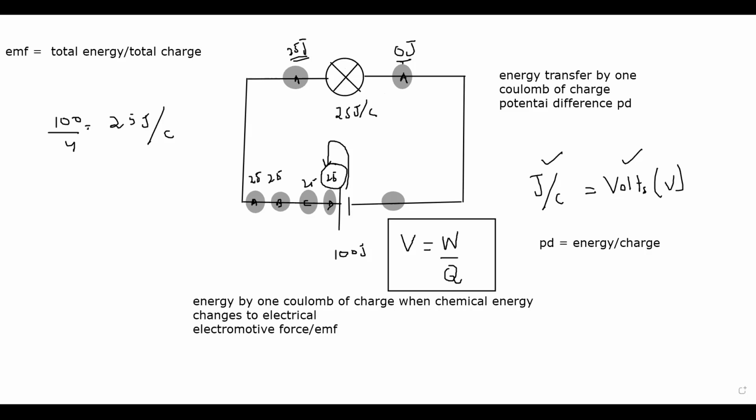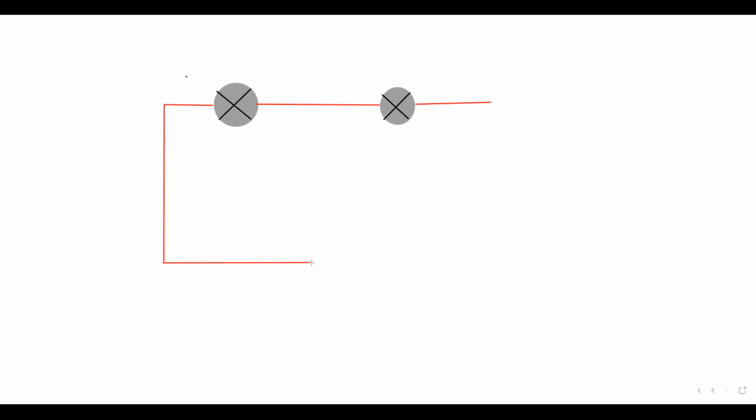The total EMF of the battery will always be equal to the total potential difference. Here we are taking only one component, but for example, if we were having two components, say two lamps, when the charges flow through the components, at the last component of the circuit they transfer all of their energy to that component.